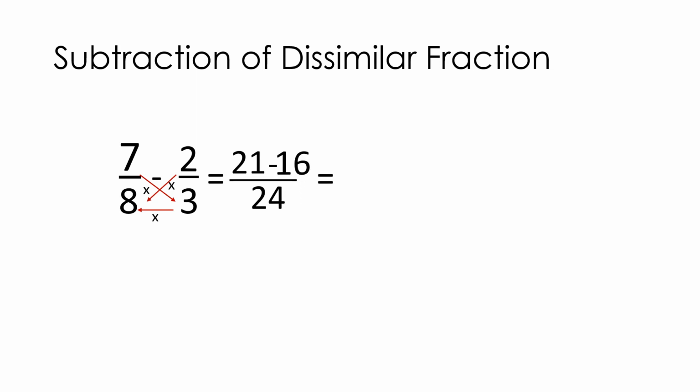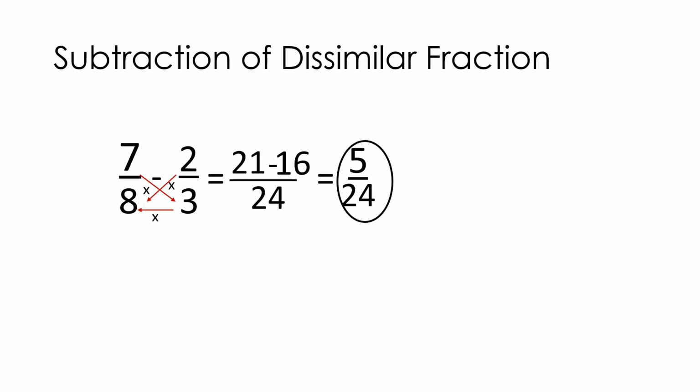We can now subtract the fractions. Copy the value of the denominator, which is 24, then subtract the numerators. 21 minus 16 equals 5. 5/24 is the answer. 5/24 is in the lowest term, so therefore 5/24 is our final answer.